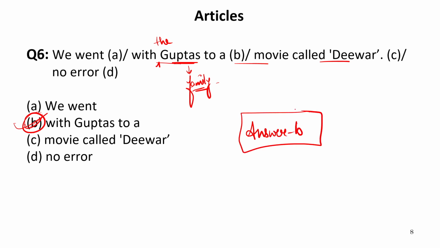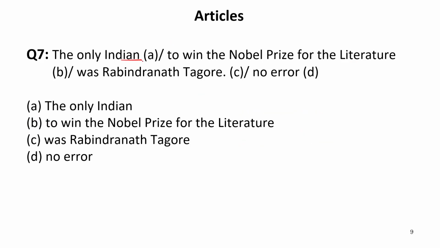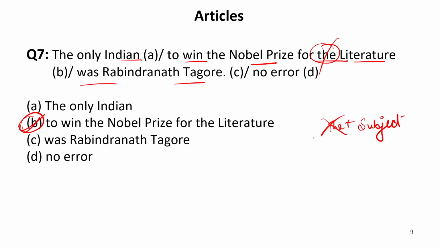Now, let us move to the next one. The only Indian to win the Nobel Prize for the literature was Rabindranath Tagore. Now here a subject is written over here. Whenever we have a subject name, we cannot use "the" or any article before it. I cannot say "I teach the English." That will be incorrect. In fact, "I teach English." This will be correct. Therefore, this "the" before literature is incorrect. So the error is in part B. We have to remove this "the" from here. So our answer is B.